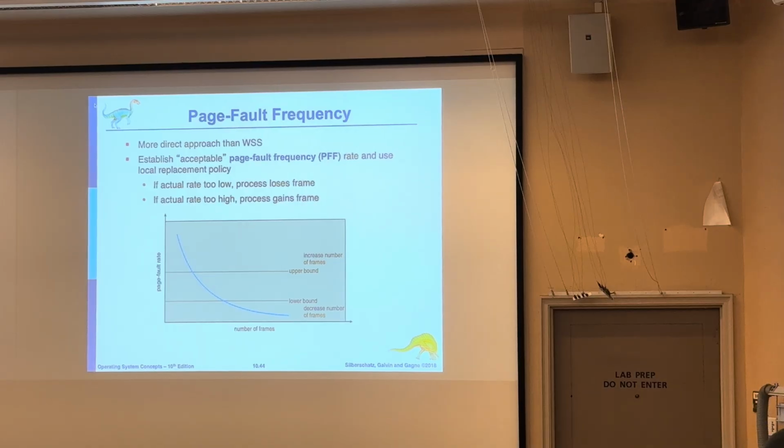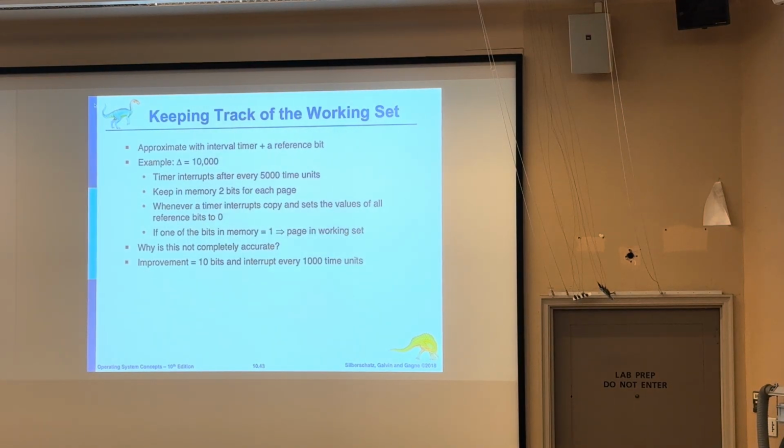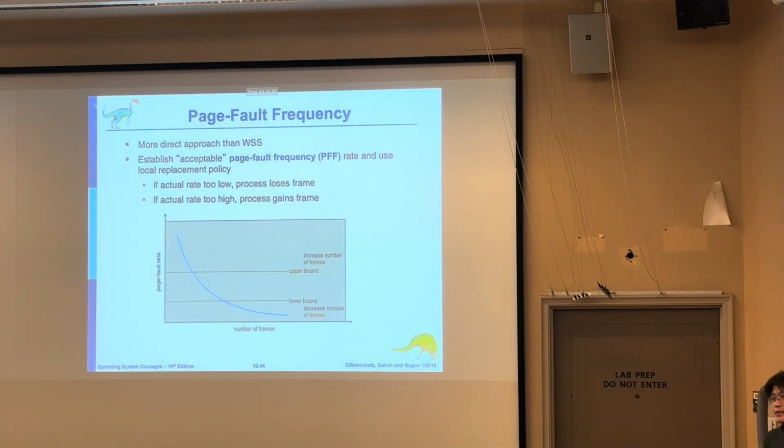So this is how you track and estimate the working set. The other approach is what we mentioned before: you can measure CPU utilization and page fault frequency. If you see that CPU utilization is very low and your page fault frequency is very high, then probably you are thrashing. So it's a more direct approach than the working set.